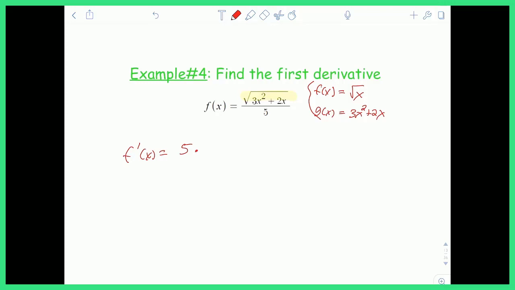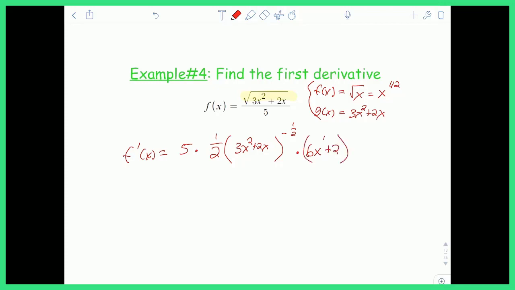So the chain rule says that I need to take the derivative of the outside layer. Well, the outside layer is the square root of x, so I'm going to simplify this to x to the 1/2 power. Okay? So the derivative of x to the 1/2 power is 1/2 evaluated at the inside, which is 3x squared plus 2x, raised to the negative 1/2 power, times the derivative of the inside. This is the chain part of the chain rule. So 3 times 2 is 6x to the first power plus 2.